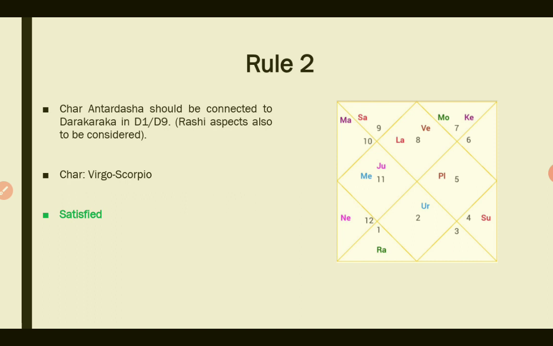Basically, for this particular rule to be satisfied, I am talking about only the D9 here, because if you check in the D1, you will not find any such connection. Sometimes it will be in the D1, sometimes it will be in the D9.